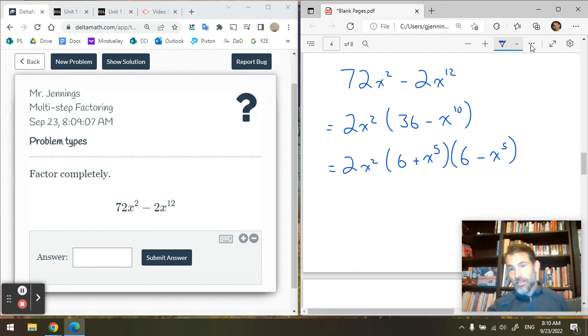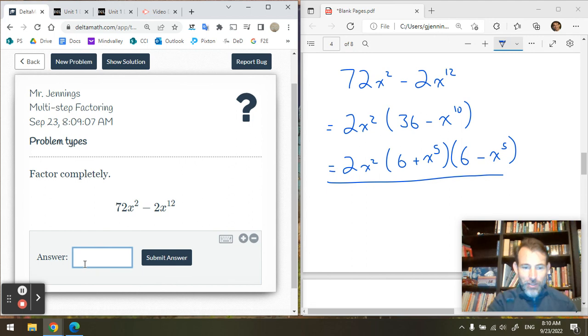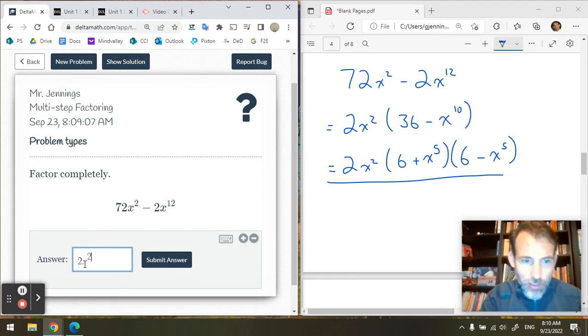Is that now fully factored? Yes, it is, because this one is not a difference of squares anymore. There's no way to cut that in half into perfect squares. Notice x to the 5 times x to the 5 is x to the 10. So that's why x to the 10 is a perfect square. It's x to the 5 squared. All right, so that's the final answer. Let's put it in. Sometimes these surprise me. There's more work to be done, but I don't think there is here.